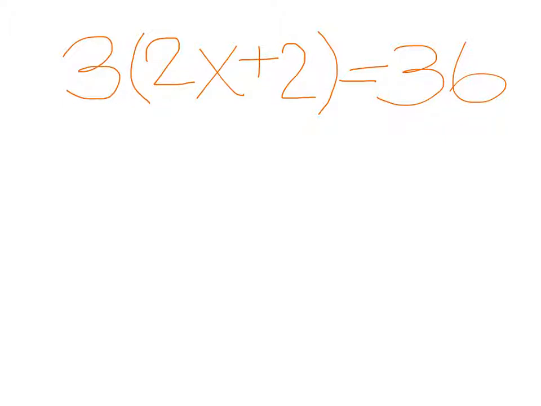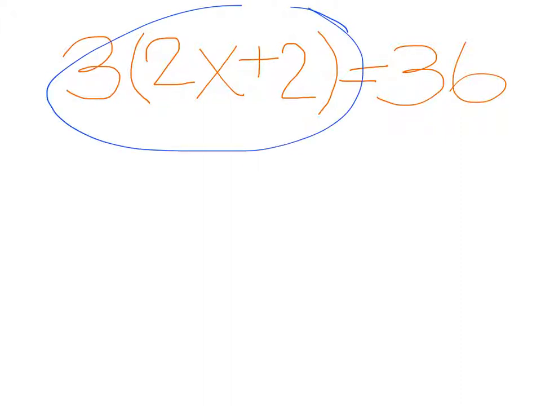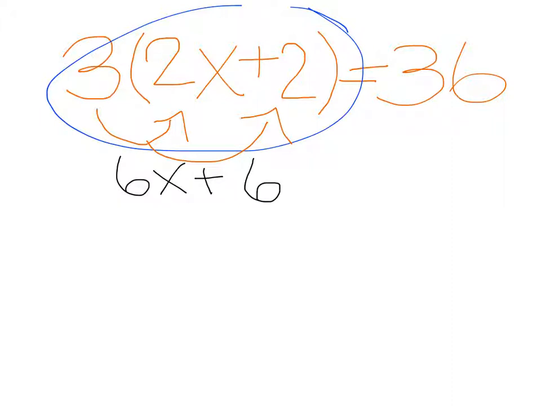So, first, I see distributive property. I'm going to distribute the 3 into the 2x and just the 2. 3 times 2x equals 6x, plus 3 times 2, which equals 6. Now I just bring down the 36.